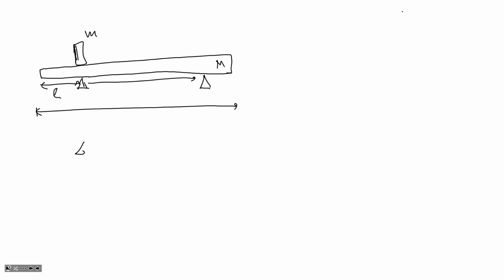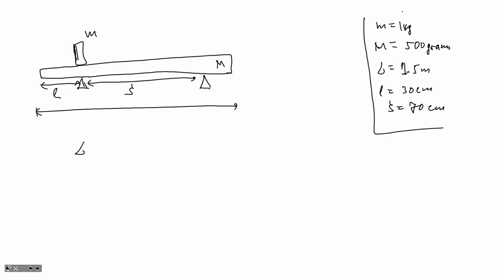And this distance, so this describes the whole situation. So we can pick a number if we want to. 1 kilogram, 500 grams, 1.5 meters, 30 centimeters, 70 centimeters. Numbers do not matter for strategy, but just make us feel better that we know things, right? Yep. All right.